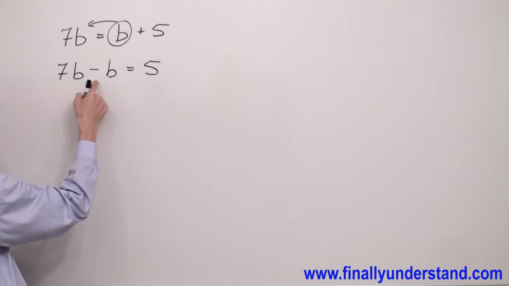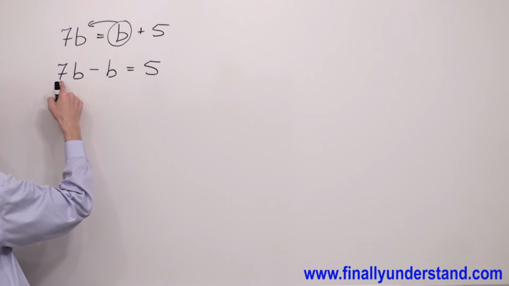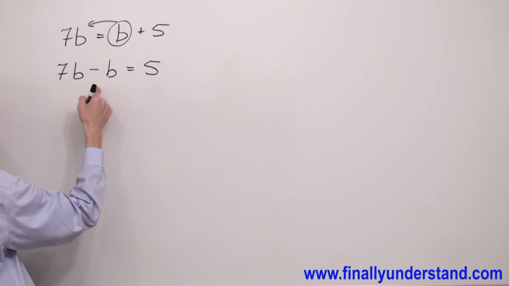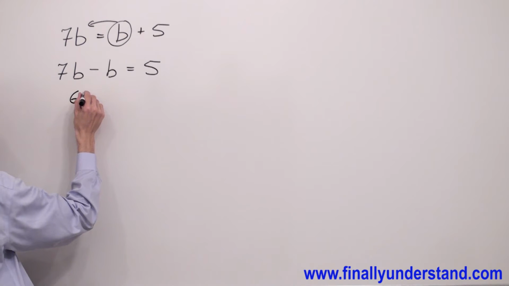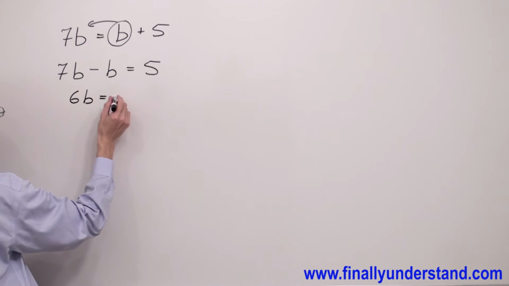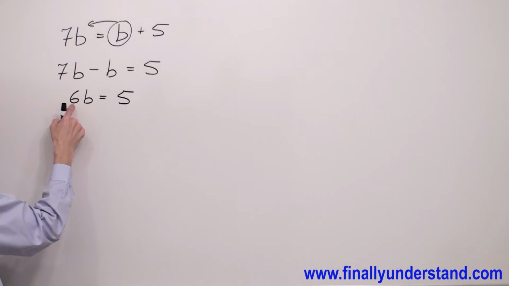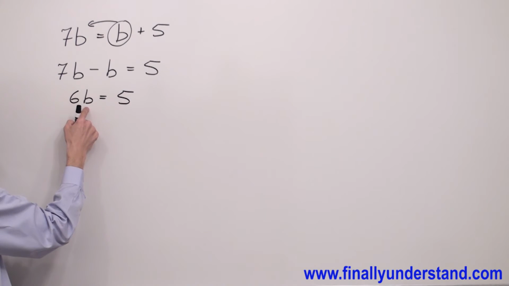Next, I'm supposed to combine the like terms. I have 7b minus b, which is equal to 6b equals 5. 6b equals 5. I'm looking for b.